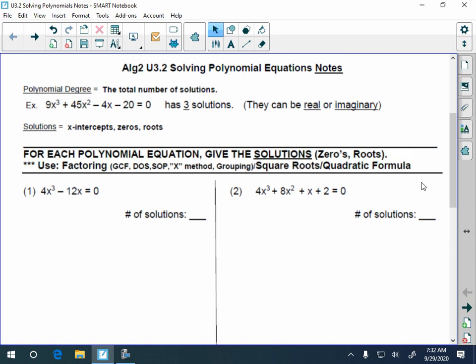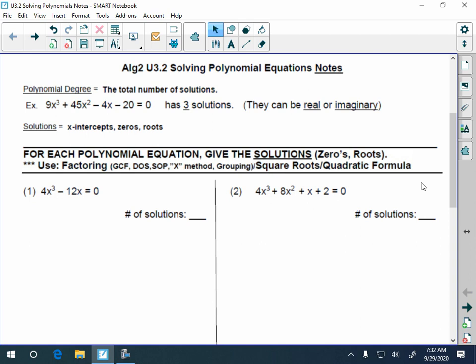So in this example, 9x to the third plus 45x squared minus 4x minus 20, the degree of the polynomial is 3, so there's 3 solutions. Those 3 solutions can be real, they could all be real, or you could have some real and some imaginary. All right, so anytime you see the term x-intercepts or zeros or roots, they all mean the same thing. They're the solutions to the problem. You set the equation equal to 0 and you solve it.